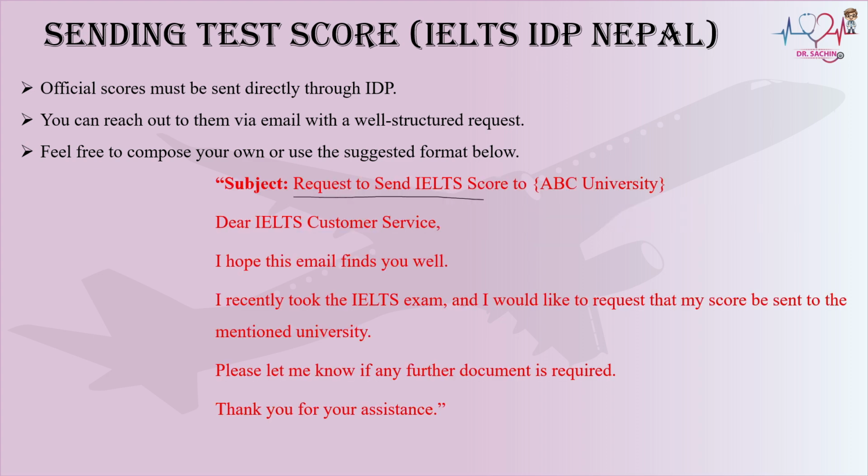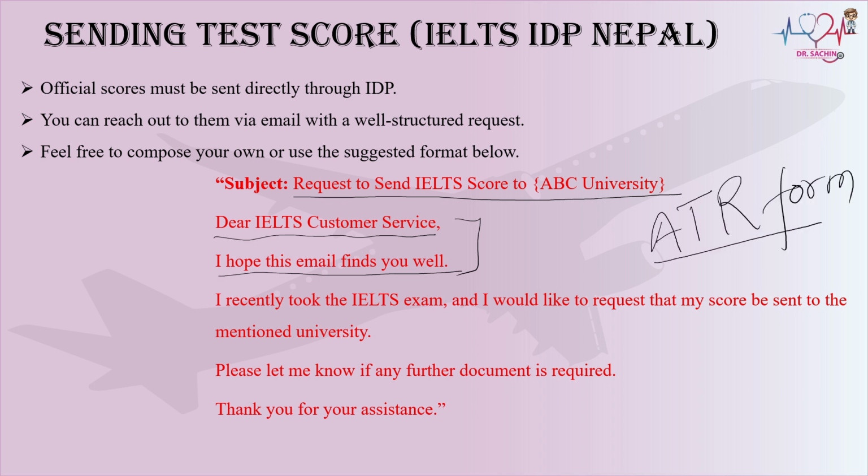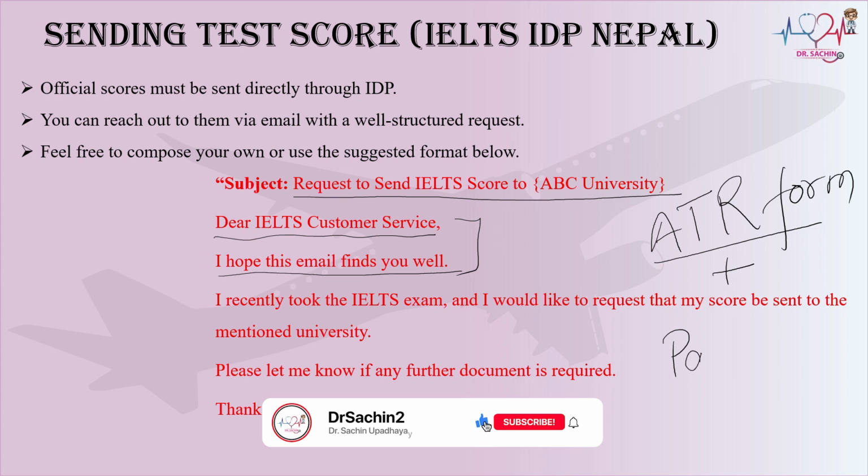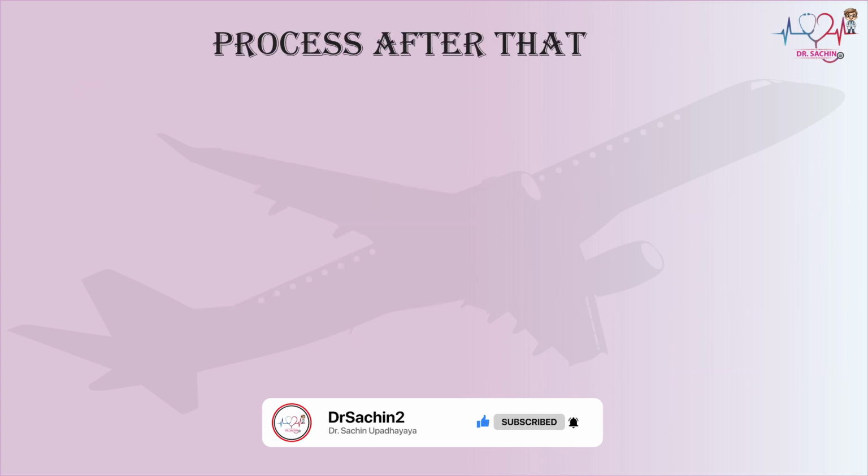So let's see the format. Subject: Request to send IELTS test score to ABC University. Then, Dear IELTS customer service, I hope this mail finds you well. I recently took the IELTS test and I would like to request that my score be sent to the mentioned university. You need to know that you need to attach a file, the ATR form, and also a copy of your passport. These two you need to attach. So let's understand the further process after that.